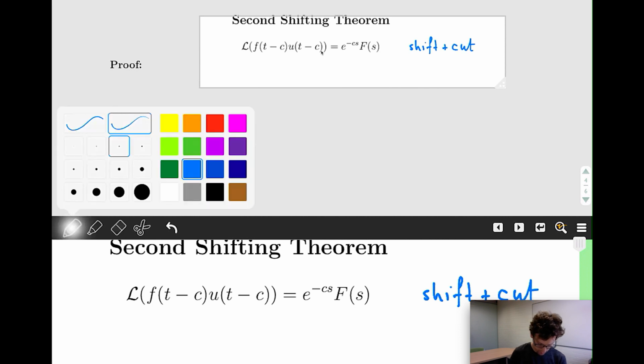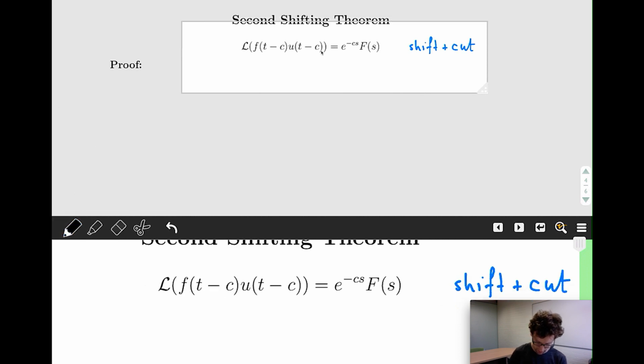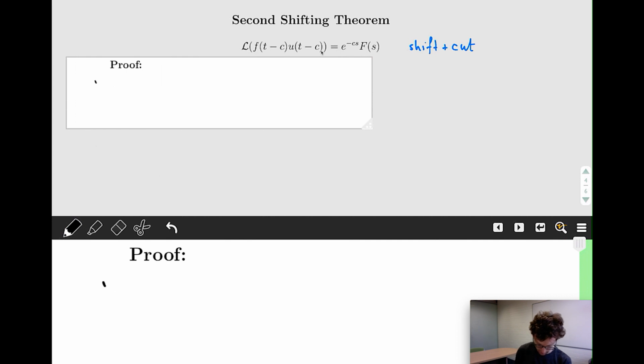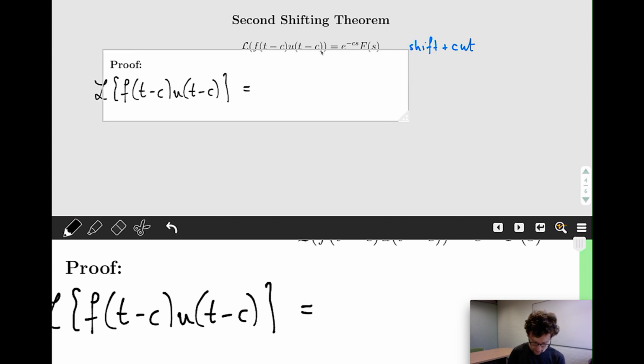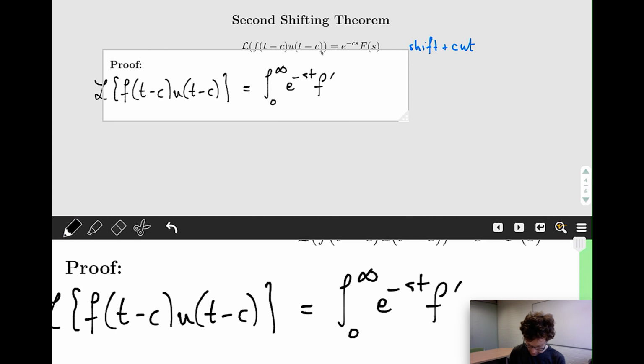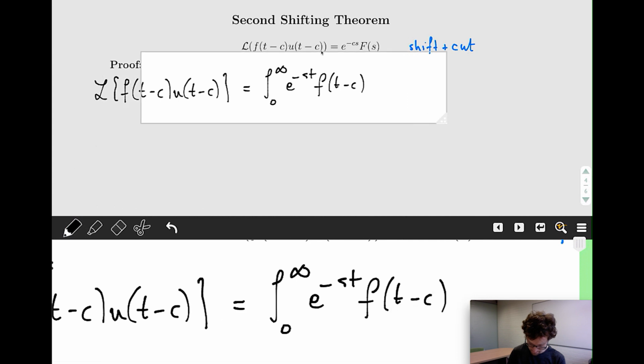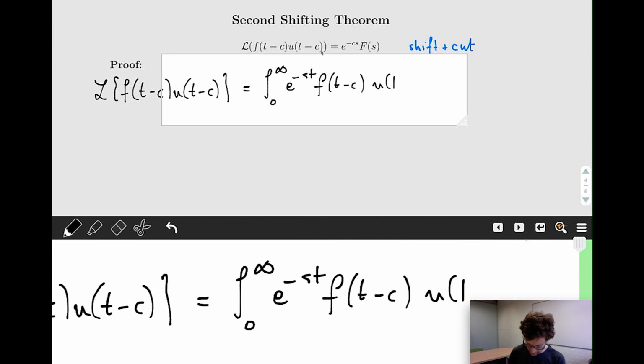So once again, we're going to prove this from first principles. We're going to prove it from the definition of the Laplace transform. So I'm going to go forward, f of t minus c, u of t minus c. From the definition, this is the integral from 0 to infinity of e to the minus st, f of t minus c, u of t minus c, dt.